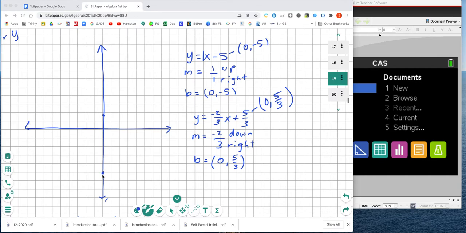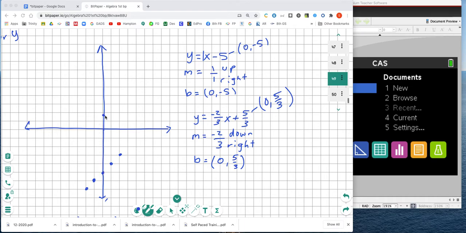So we're going to start with our first equation, and our slope is up 1, to the right 1. So we're going to go up 1 to the right 1, up 1 to the right 1, go back to our starting point, down 1 to the left 1, down 1 to the left 1. So now we have our first equation graphed.